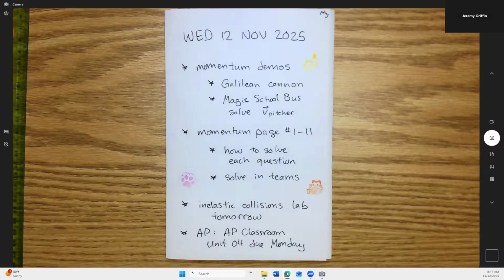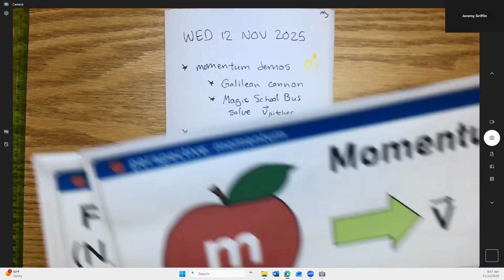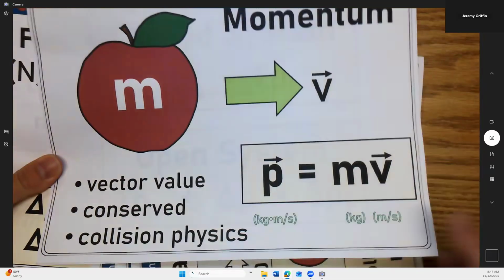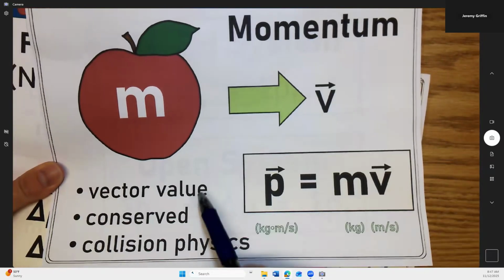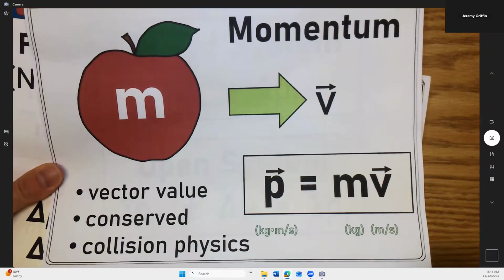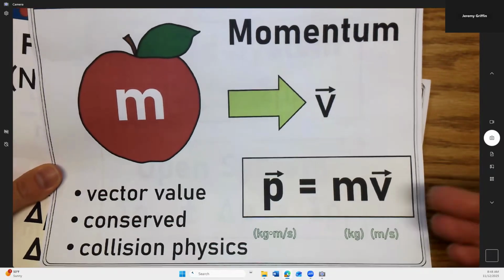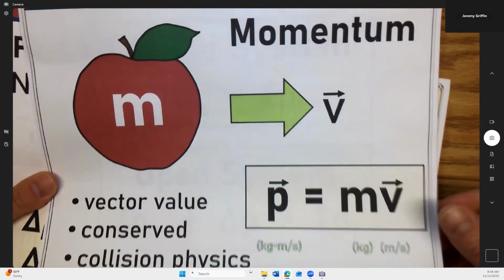So picking up from Monday, we got a new topic going on. This is momentum, which is a product of mass and velocity. This is a vector value, and it's conserved during collisions. Whenever you see collision, you should start thinking in terms of mass and velocity and adding up all the bits.